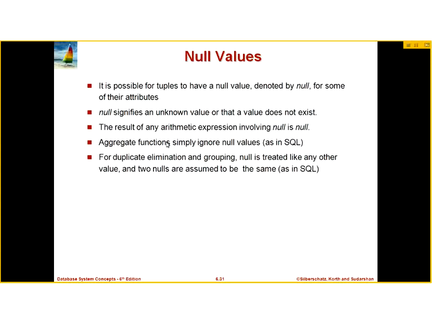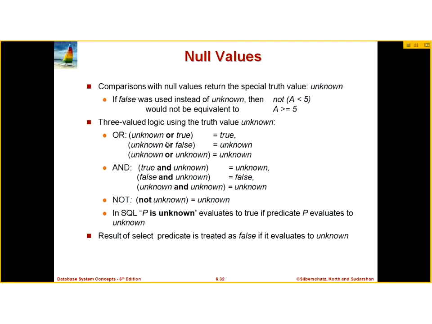Now, how to deal with null values? It is possible for tuples to have a null value, denoted by null, for some of their attributes. Null signifies an unknown value, or that the value does not exist. So even if a value does not exist or it is unknown, you mark it in a relation as null. The result of any arithmetic expression involving null is null. Aggregate functions simply ignore null values. For duplicate elimination and grouping, null is treated like any other value, and two nulls are assumed to be the same, as in Structured Query Language.